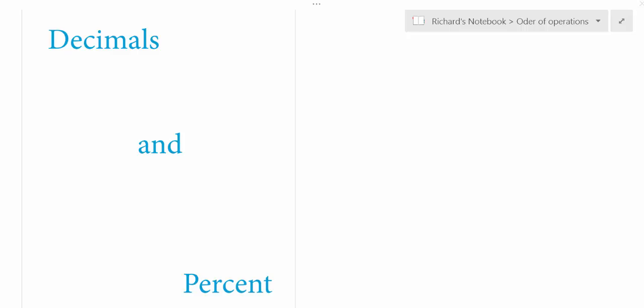So, section 5 of your course deals with applications of decimals and percents. And example 1 is adding and subtracting decimal numbers.